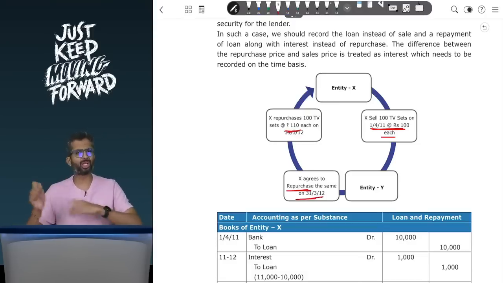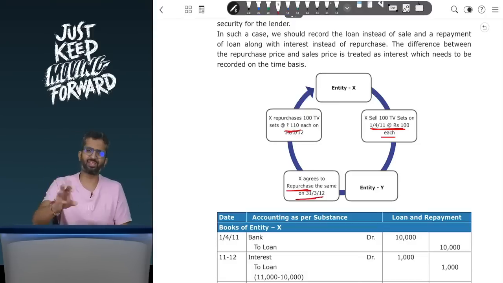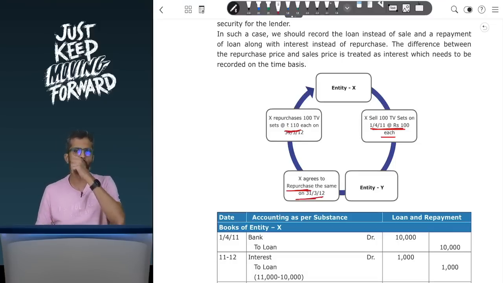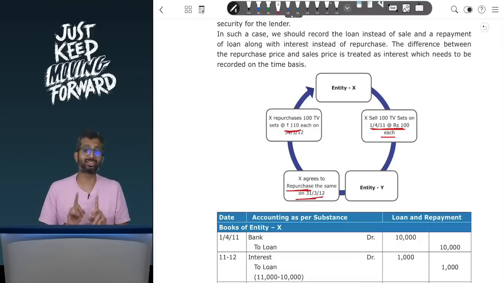Now, rather than entering into all of this complicated paperwork, I said that I will show it as a sale, and 1 year later I will show it as a repurchase. So you want a 10 rupee interest, I will show it as a sale of 100 and I'll buy it back at 110. So in essence, this transaction is not a sale or a repurchase, it is actually a loan and a repayment of loan.